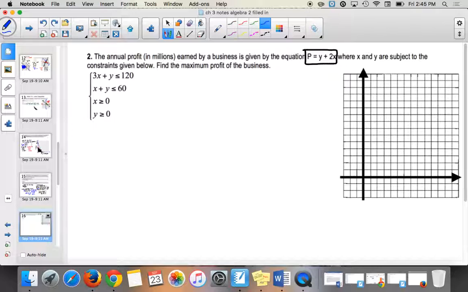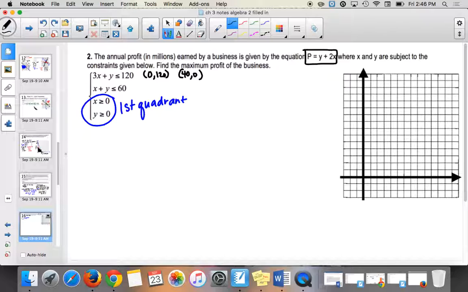Okay, so again, we have x is greater than or equal to 0 and y is greater than or equal to 0, so that tells us that we're in the first quadrant. And then we quickly find our x-intercepts and y-intercepts for each of these lines. So the first one, when I plug in 0 for x, I get 120 for y. When I plug in 0 for y, I get 40 for x. So I have 0, 120, and I have 40, 0.